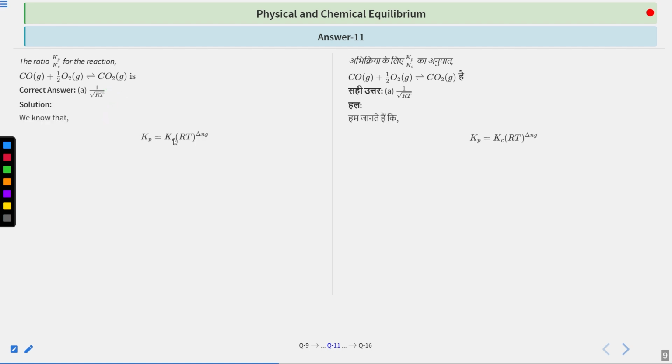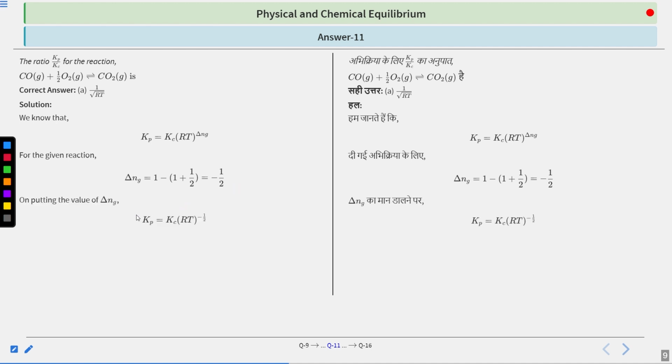We know that Kp is equal to Kc RT raised to the power delta Ng. Now for the given equation, the delta Ng comes out to be minus 1 by 2. So we can put this delta Ng value as minus 1 by 2 in the equation. So Kp is equal to Kc RT raised to the power minus 1 by 2. Or else we can write Kp is equal to Kc by root under RT, or Kp by Kc is equal to 1 by root under RT as your answer.